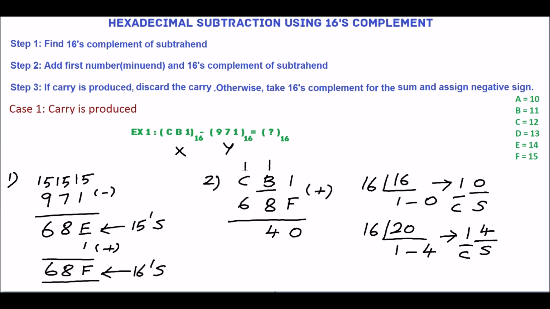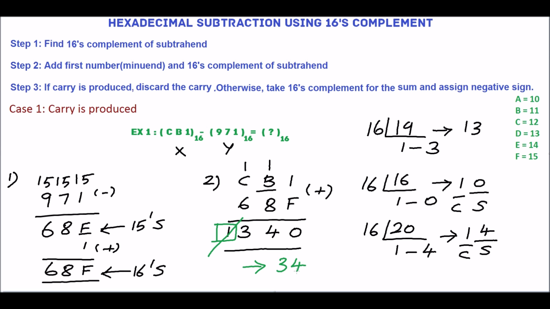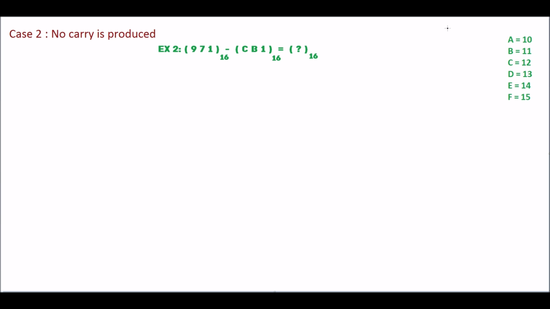C is equivalent of 12. 12 plus 1 is 13. 13 plus 6 is 19. 19 is not a hexadecimal number. We'll convert this. Divide this 19 by 16. The quotient is 1 and the remainder is 3. So the equivalent hexadecimal number is 13. So write 13. In step 2, carry is produced. Discard this carry. So the final answer is 340 base 16.